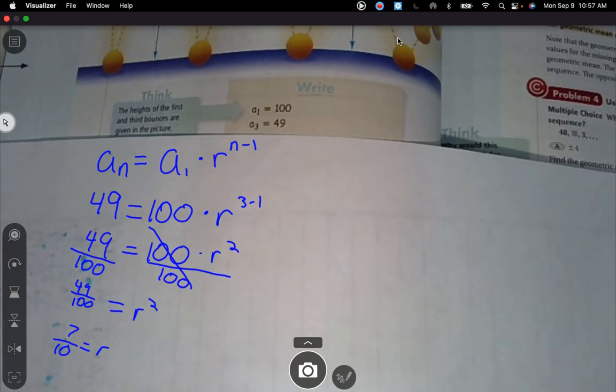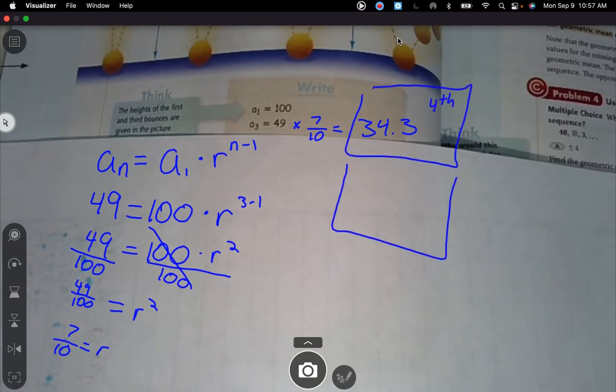So if my third bounce was 49, how do I find my fourth bounce or my fifth bounce? Well, we're multiplying by our rate, which is 7/10. What is 49 times 7/10? 34.3. That would be my fourth bounce. How would I find my fifth bounce? Multiply that by 7/10. Okay, kind of get it?